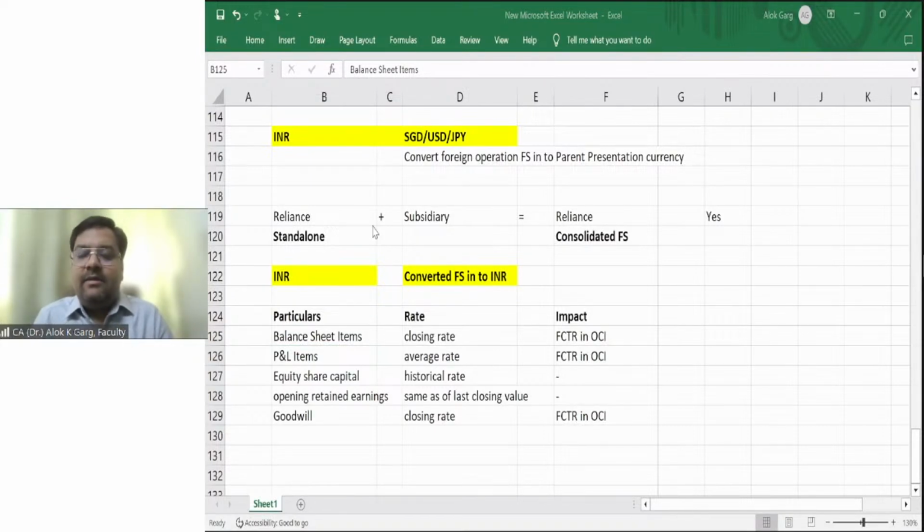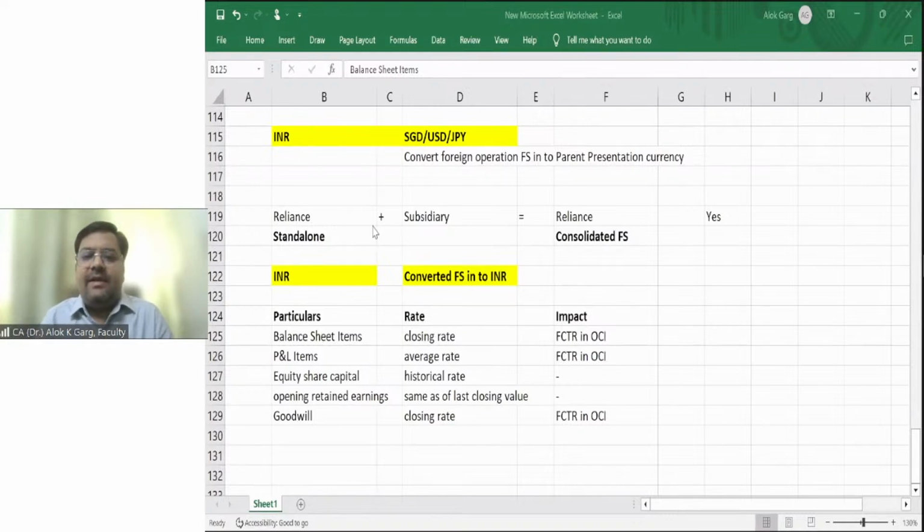Now let's discuss some queries raised by the students. Namrata is asking whether the average rate will be given in the question or we need to calculate it. Namrata, the average rate will be given in the question. Prashant is asking, sir, where there is wide fluctuation in the exchange rate because of war or other events, will the average rate still be applicable?